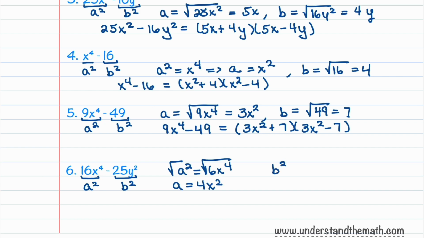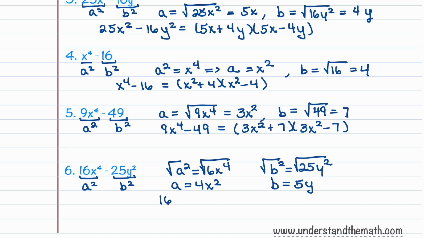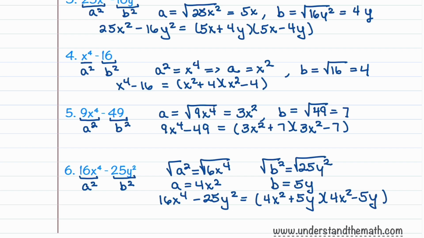B squared is equal to 25y squared. Take the square root of both sides, and we get that b is equal to 5y. Now we can say that 16x to the fourth minus 25y squared is equal to a plus b, so that's 4x squared plus 5y, and then we have 4x squared minus 5y. And that's it. We did it. Let's now go on and learn how to factor perfect square trinomials.